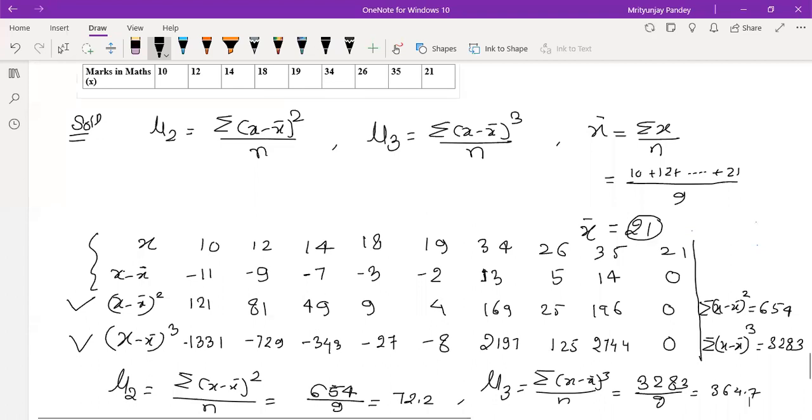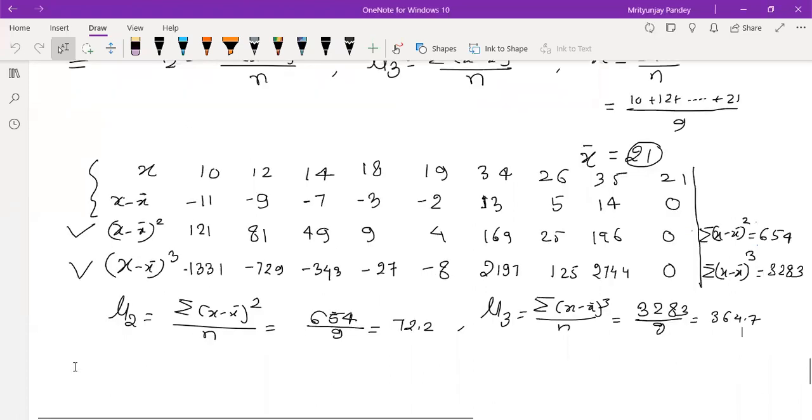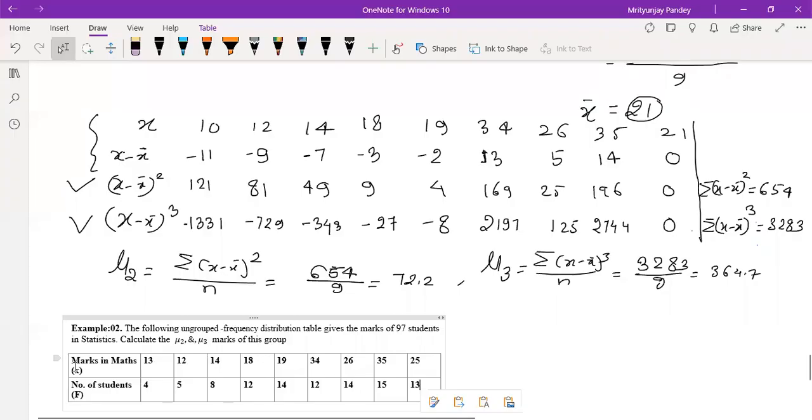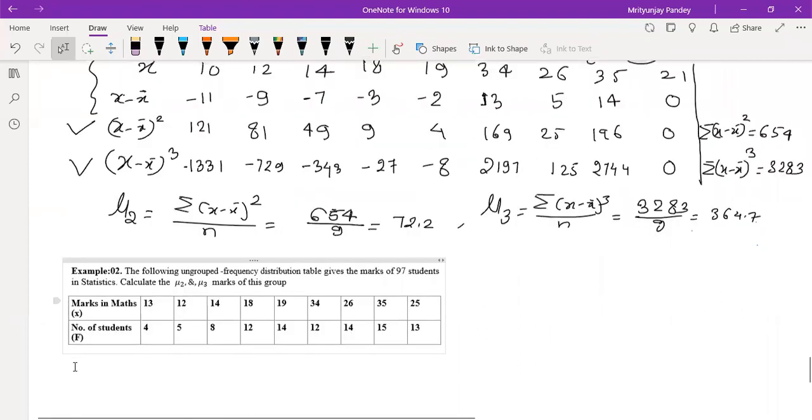Understood this problem? So this problem is nothing but raw data. Now next problem, based on frequency distribution data. Example number 2, that is frequency distribution, distributed data. So first of all, write the formula.